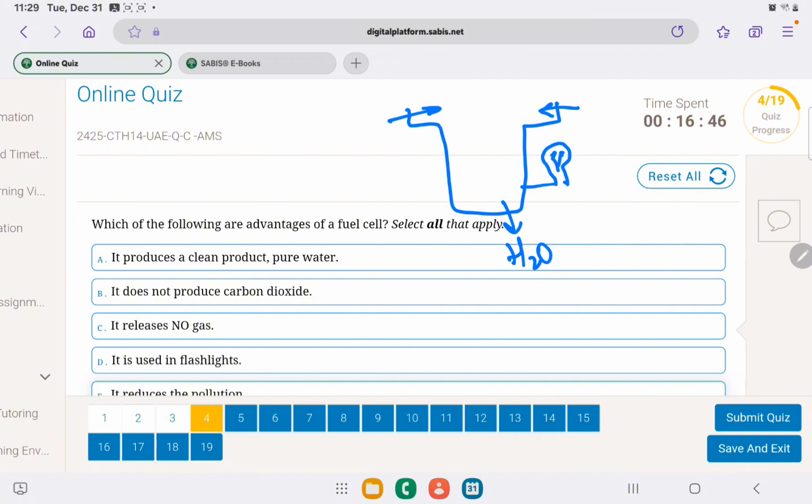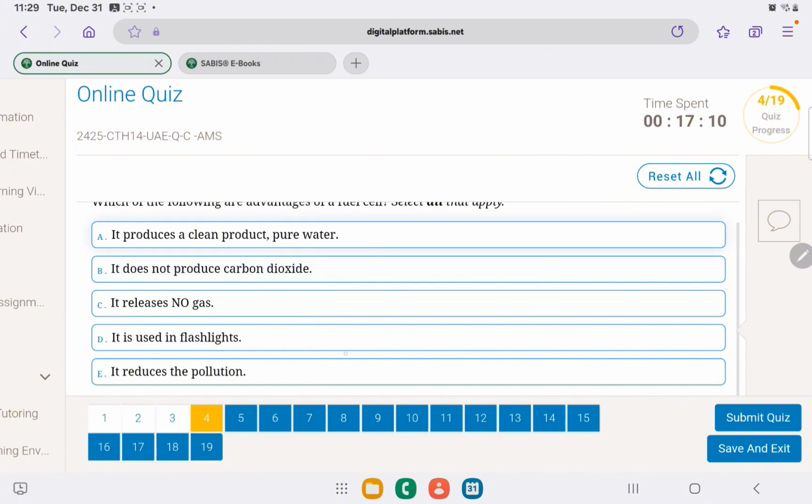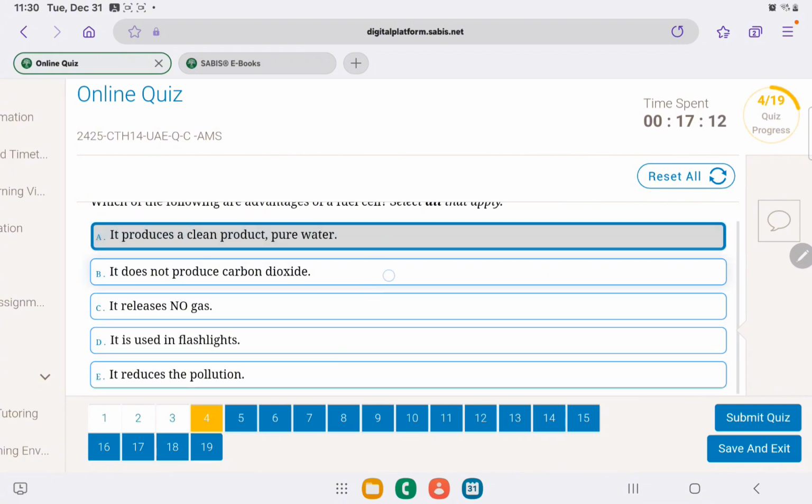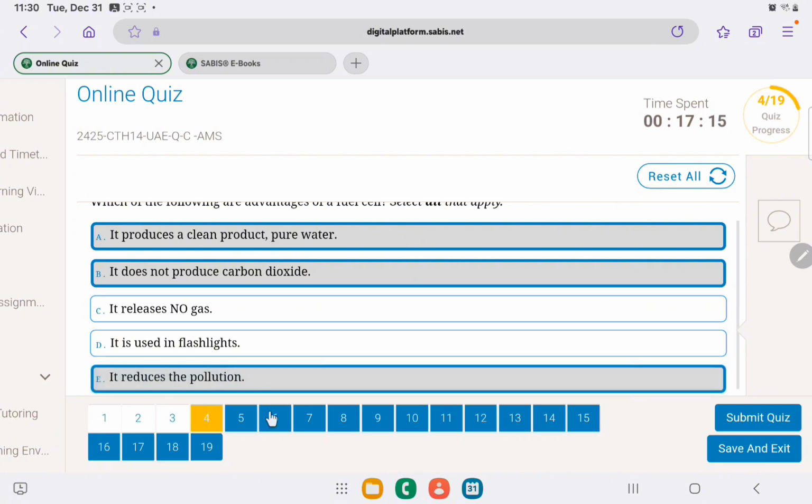It has many advantages since this is renewable. It's a renewable way to get energy without releasing carbon dioxide. Some of the advantages are that it releases water, it doesn't release carbon dioxide, and it doesn't really produce that much pollution. Okay, so let's check the options. It produces water, does not produce carbon dioxide, and reduces pollution.